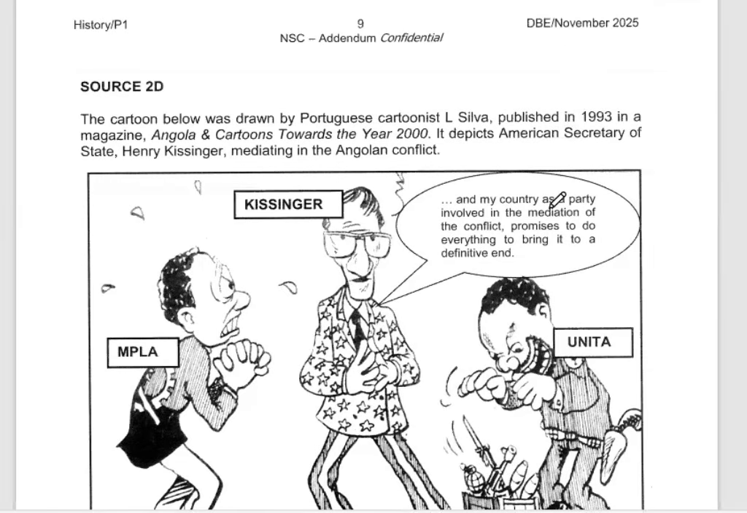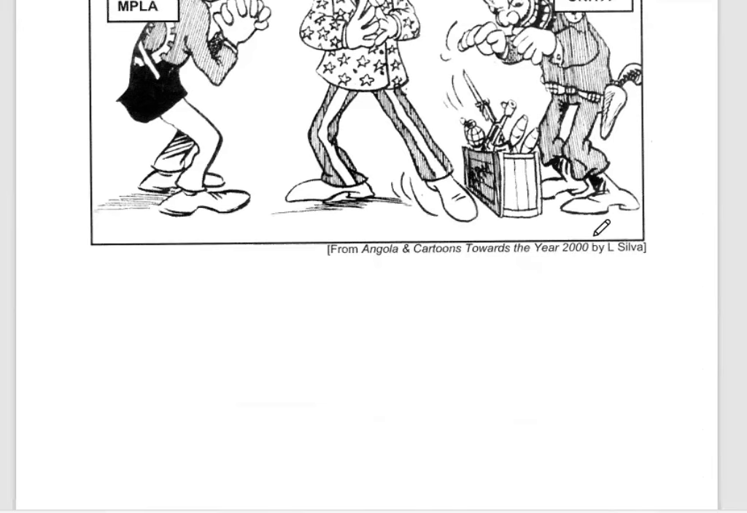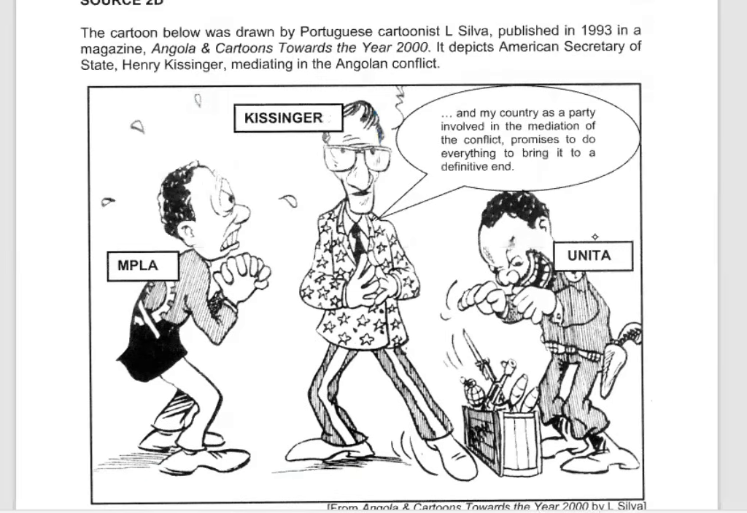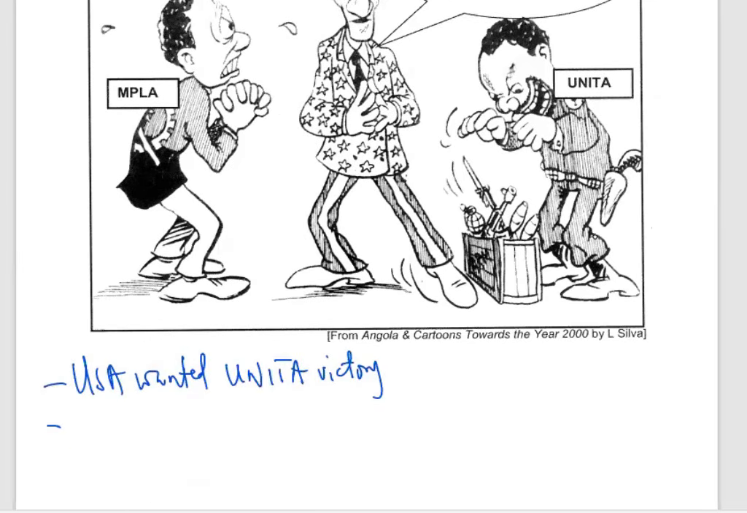We might not agree with that statement for a reason: the USA, if we check here, it is definite that the USA wanted a UNITA victory. So they would not mediate to the extent of fairness. They will be biased towards UNITA in their mediation. So what he's saying, we cannot agree with it, that he will bring a definitive end. Never, because he is on the side of UNITA in this instance.